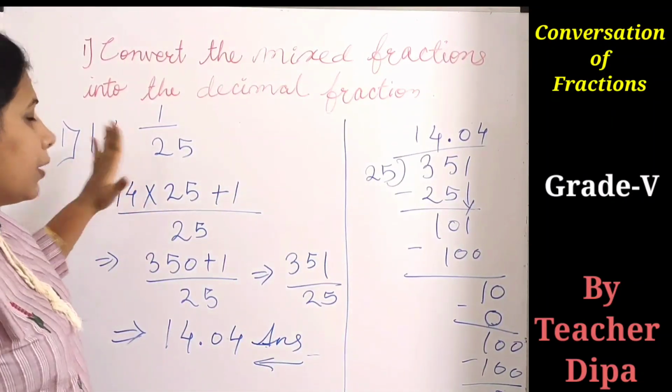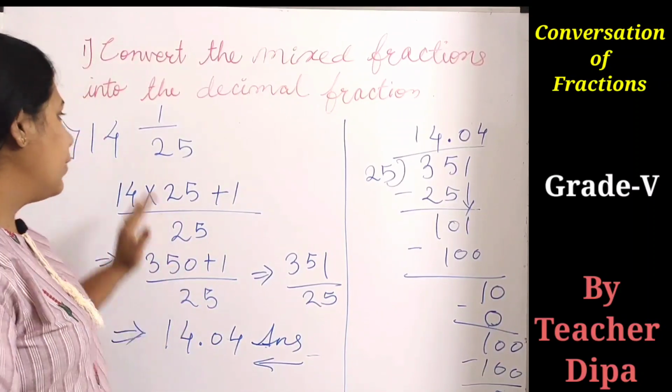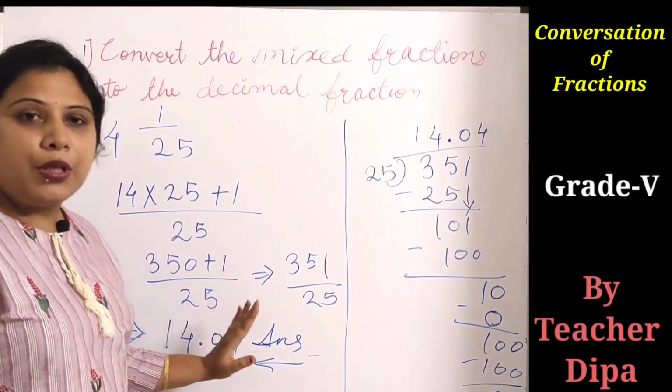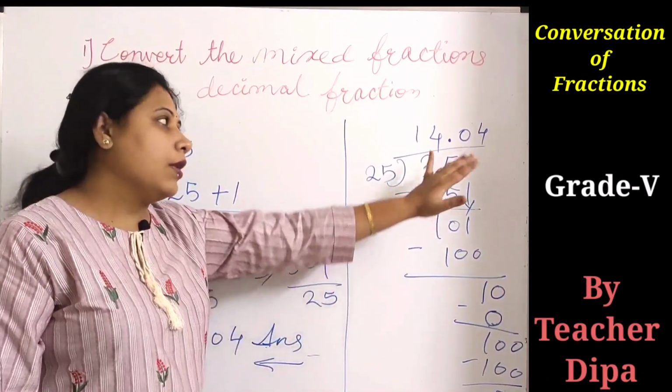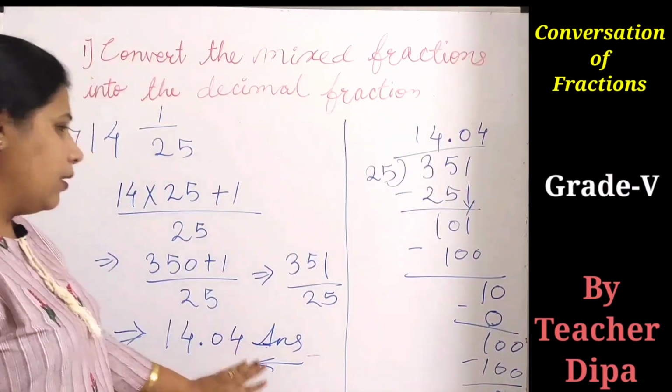So how to convert this number into the decimal point? For that, we have to convert this number into the improper fraction first, and then that improper fraction has to be divided, and the number which we require is here.